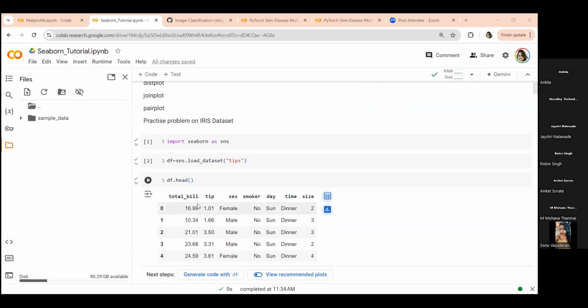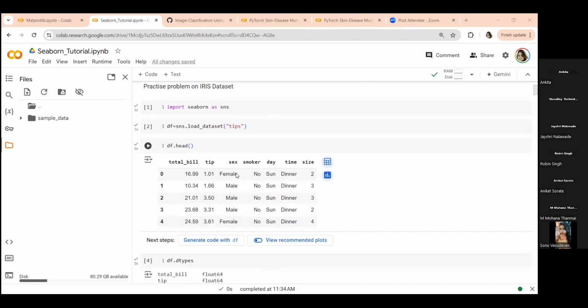But the total bill, tip, and size features are not categorical. These are continuous features, because the outputs are not of two types. These outputs are of many types, from 0 to infinite. Many types of outputs will be present here. So these features are called the continuous features.